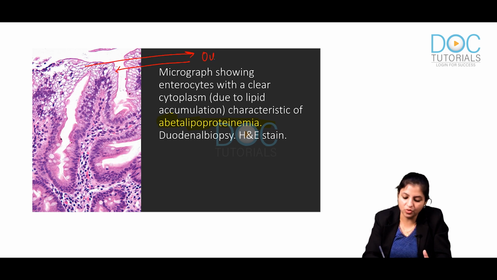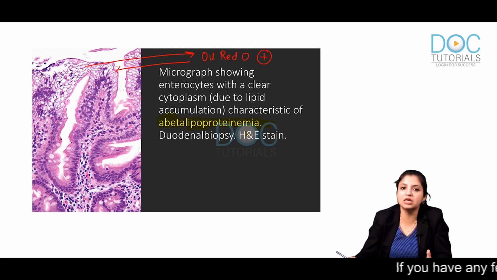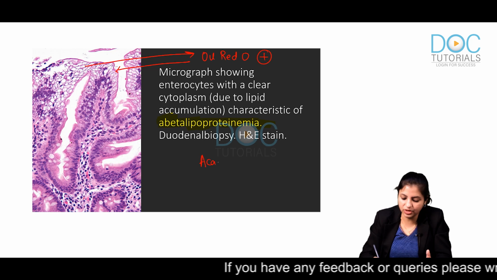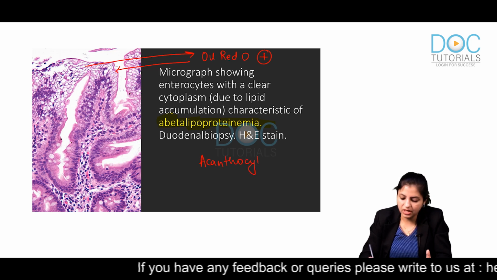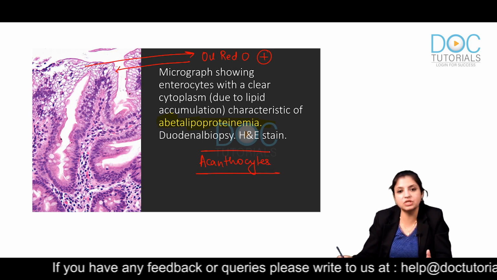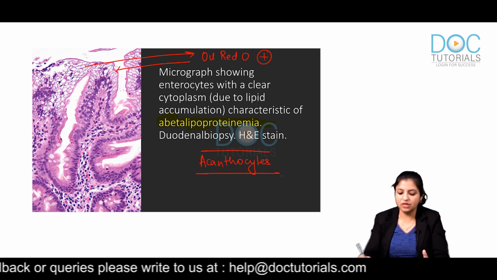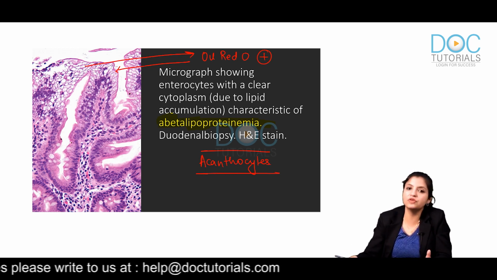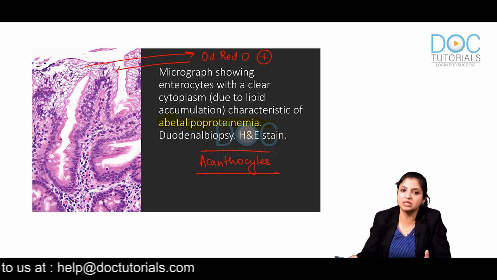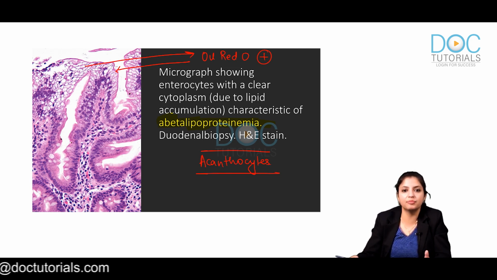If you put oil red O, this will come out to be very beautifully positive. So all the epithelium is lipid laden and it will be positive for oil red O. That's what you can see in Abetalipoproteinemia. And I hope you remember in hematology we have already discussed: here you can also see acanthocytes in the peripheral blood. So acanthocytes in the peripheral blood along with presence of lipid in the epithelial cells should make you think of Abetalipoproteinemia.